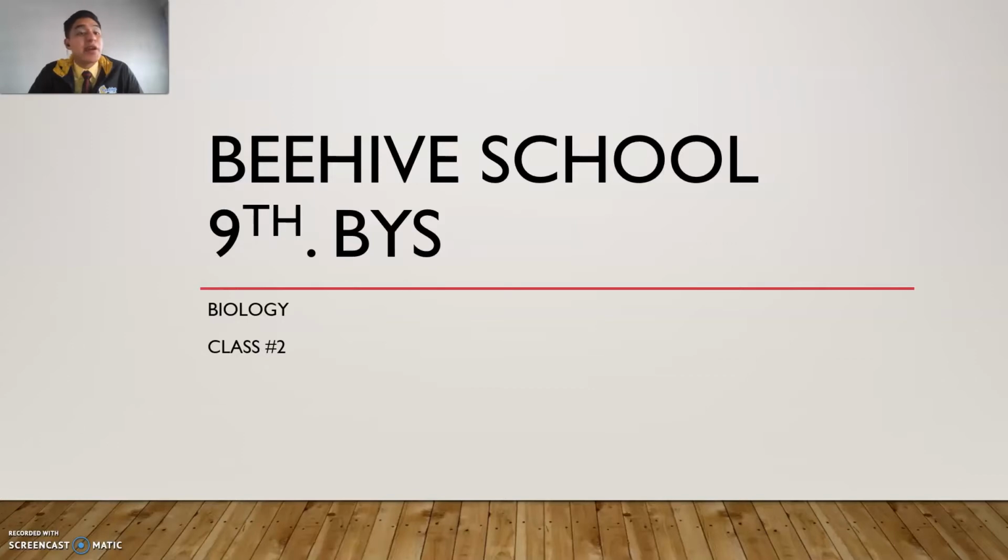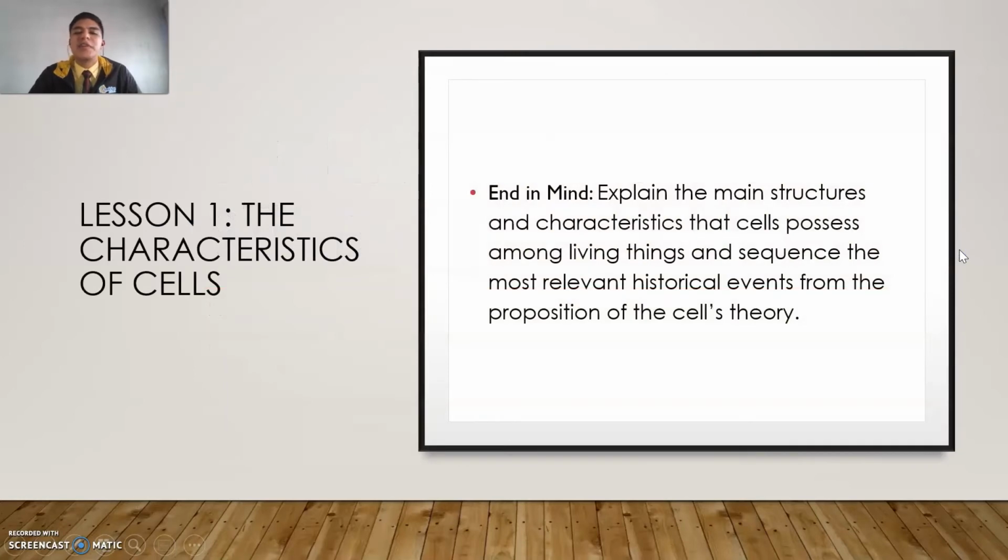Teacher Krishna here, and we are working on the biology subject in class number 2. Let's start with our presentation, and here we have our topic and ending mind. The topic for today is lesson number 1, the characteristics of cells. And the ending mind is the following. Explain the main structures and characteristics that cells possess among living things and sequence the most relevant historical events from the proposition of the cell theory.